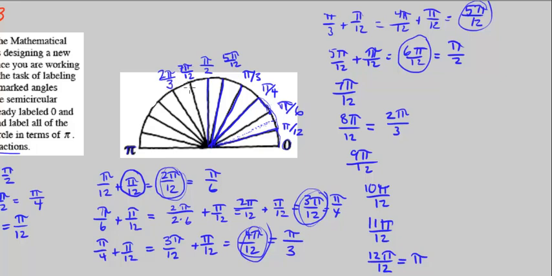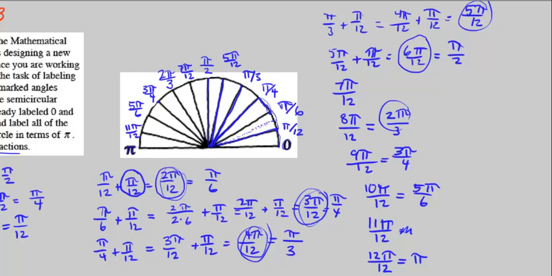Okay, so I'm just writing this here. This one we said divide them both by 3. We got 3 pi over 4. So here we have 3 pi over 4 for this marking. 10 pi over 12, we could divide them both by 2. Okay, so this marking here is 5 pi over 6. 11 pi over 12, well, we can't simplify that, so this one's just going to be 11 pi over 12.